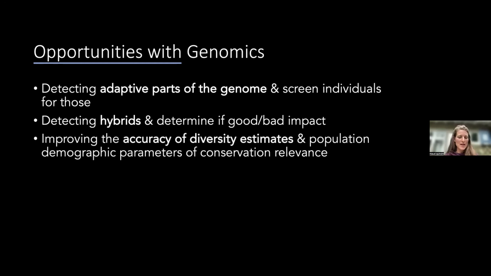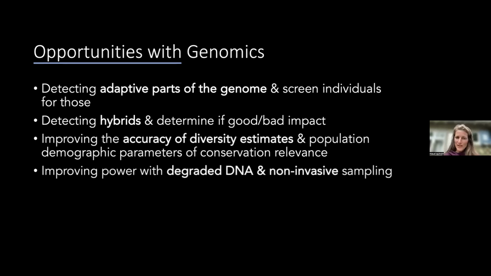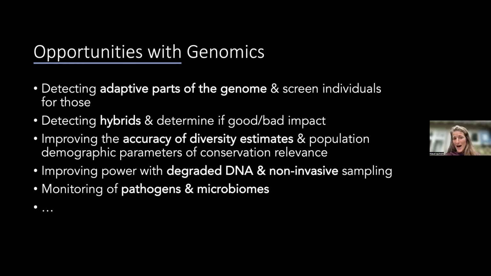Of course, one of the main and easiest parts of understanding where genomics can help is improving the accuracy of all the diversity estimates and demographic parameters that are relevant in our conservation programs. Improving the power with degraded DNA, I talked about it, museum samples and trafficking, monitoring of pathogens and microbiomes are also starting to be very important, and so on. So you have a lot of different things that genomics can bring to the table.